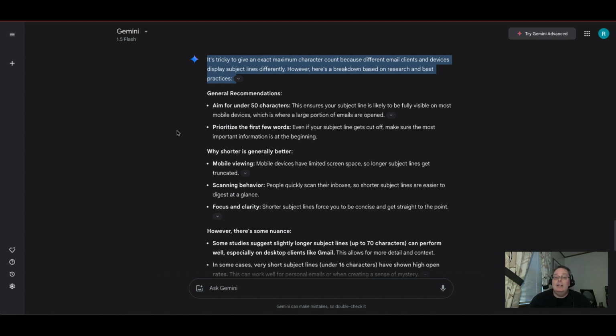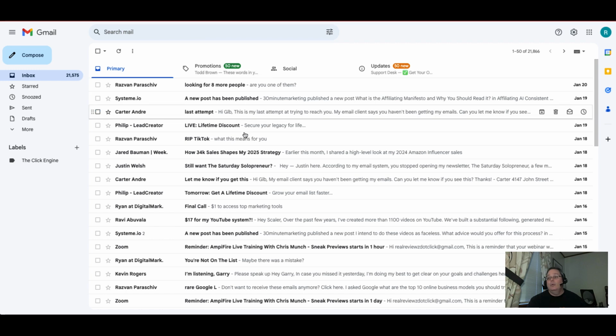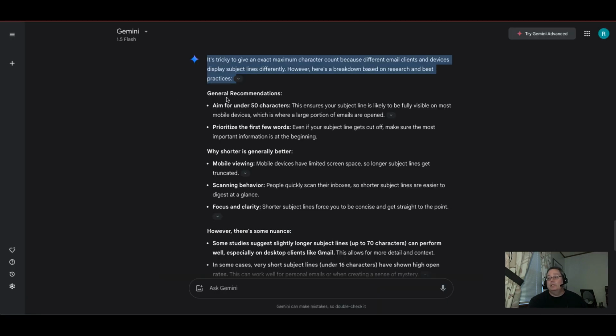And I include this in this video and in this chat for you to have with your AI of choice because it is different, right? If I'm opening my emails on my phone or on my email client, or I'm using a web-based browser, depending on the size of my browser, the size of my screen, I'm going to have more characters when I'm looking, right, at what's available here. But there are best practices, and that's what this is talking about.